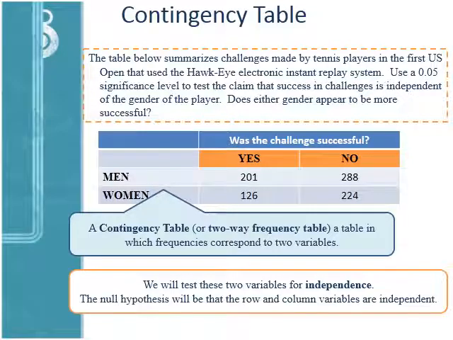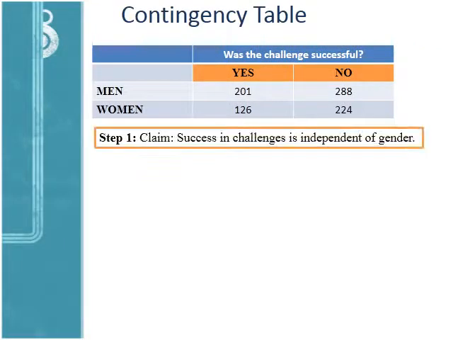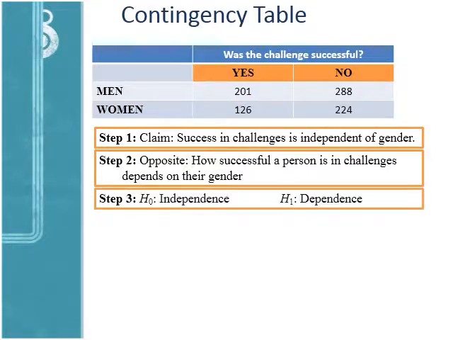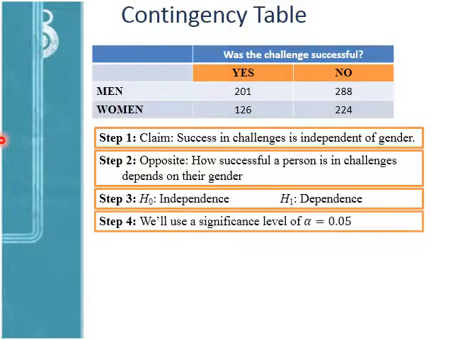The null hypothesis is always going to be, in these cases, that the row and the column variables are independent. So step one, again, we'll identify the claim. In this case, the success in challenges is independent of gender. Step two is the opposite: how successful a person is in challenges depends on their gender. In other words, it's not independent, it does depend on the gender. The null hypothesis will always take on the independence, and the alternative hypothesis will be dependence.